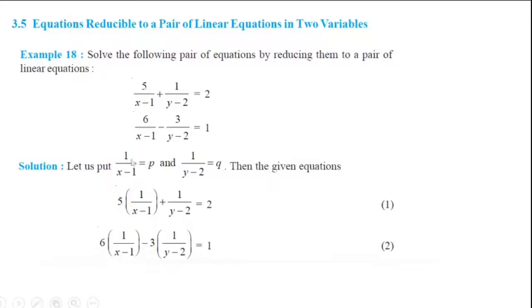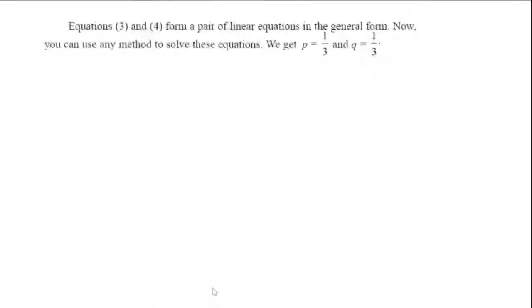If I put 1 upon x minus 1 as p and 1 upon y minus 2 as q, these two equations change to 5p plus q is equal to 2 and 6p minus 3q is equal to 1. Now you can clearly see they are linear equations in the variables p and q. I know how to solve them. I can solve them either by the substitution method or by the elimination method, and solving them I will get p equal to 1 upon 3 and q equal to 1 upon 3.